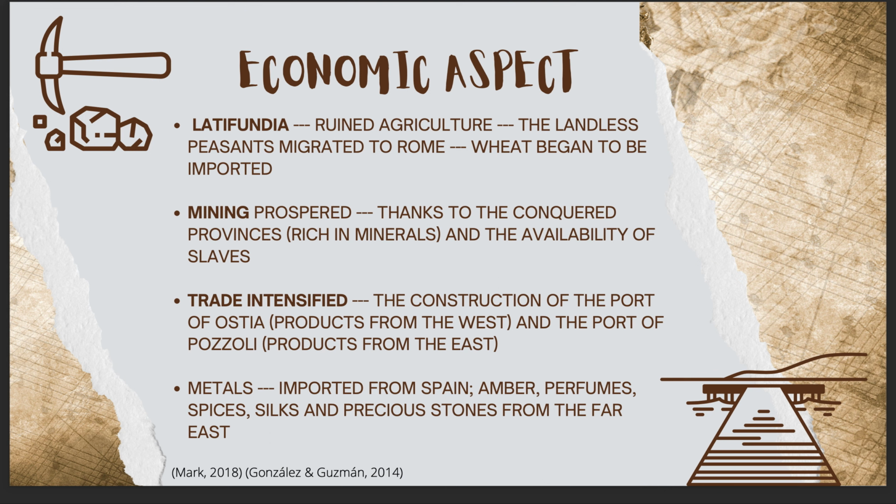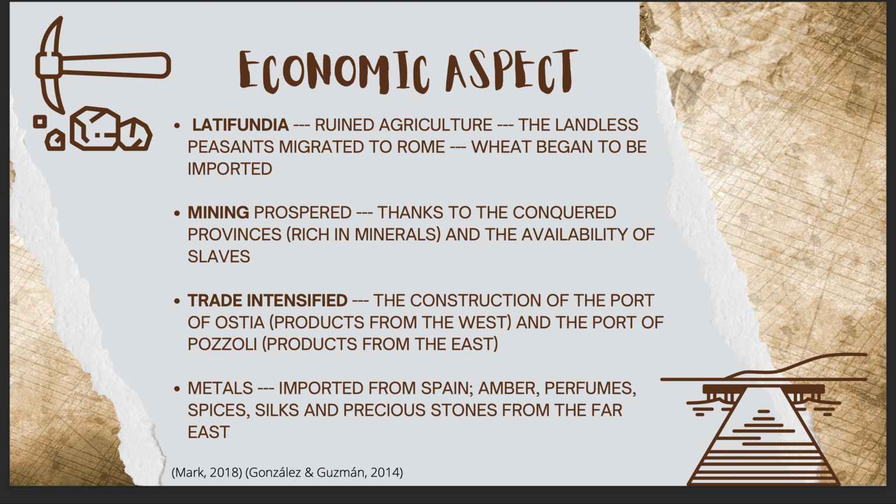In the economic aspect, the latifundia ruined agriculture because the landless peasants migrated to Rome, so wheat began to be imported. Mining prospered thanks to the conquered provinces because they were rich in minerals and there was availability of slaves. Trade intensified because of the construction of the port of Ostia, with products from the west, and the port of Puteoli with products from the east.